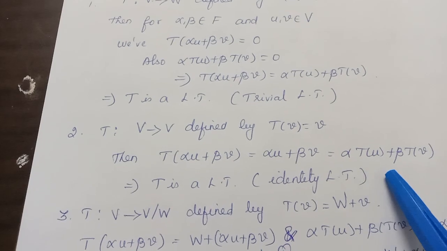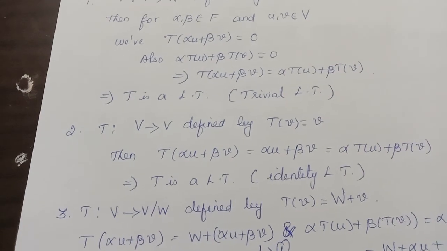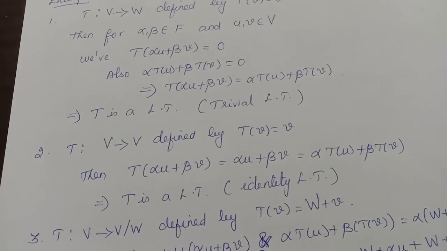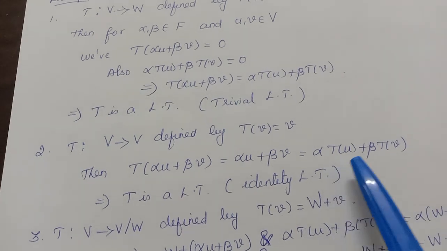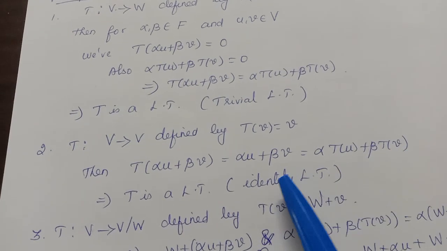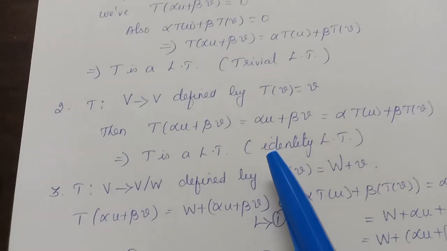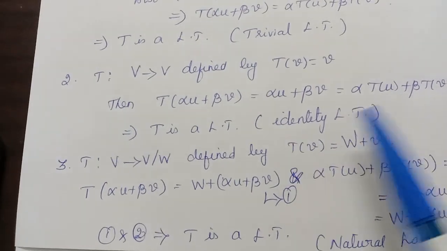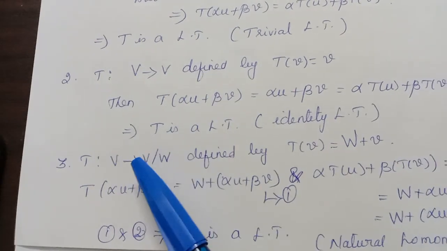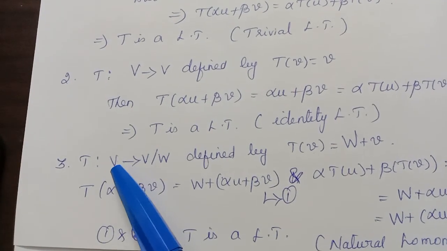So, alpha into T of U plus beta into T of V. So, what we get finally? T of alpha U plus beta V equal to alpha T of U plus beta T of V. Therefore, this is also a linear transformation called identity linear transformation.